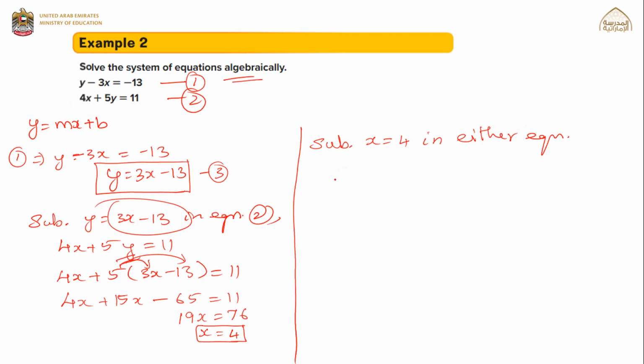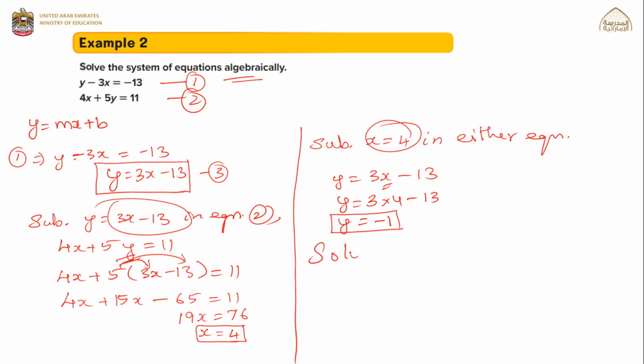I'm going to use the third equation. So equation 3, you have y equal to 3x minus 13, where I'll be replacing the value of x as 4. So what do you get? y equal to 3 times 4 minus 13 gives you the value of y as minus 1. Okay, so we have come to the final solution. So what's the solution set you're getting? Your solution set is x equal to 4, whereas the value of y is minus 1. That's all. We have solved the system of equations algebraically.